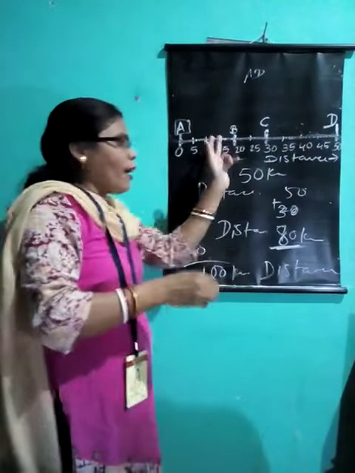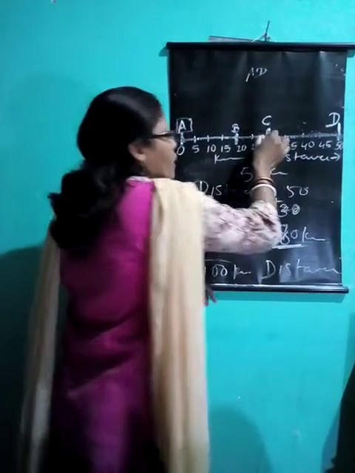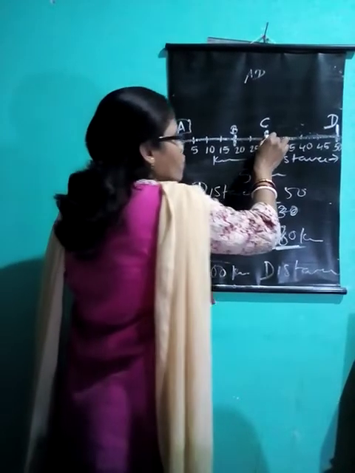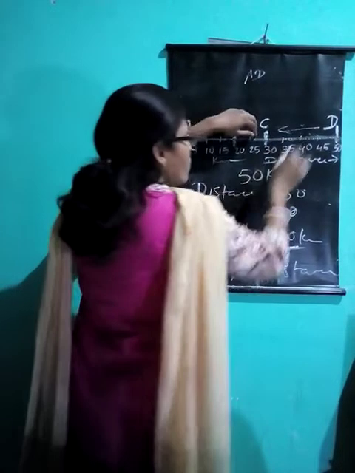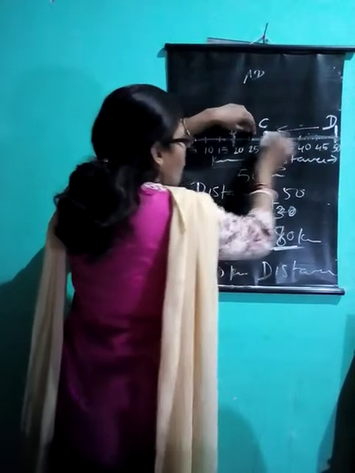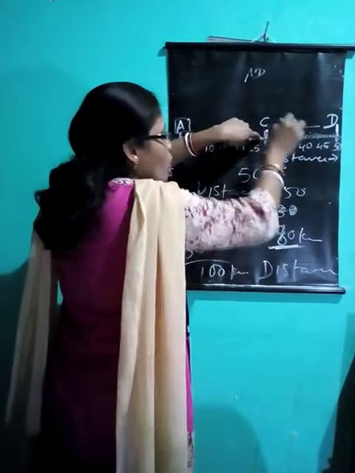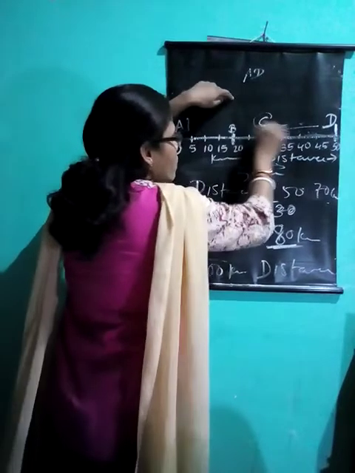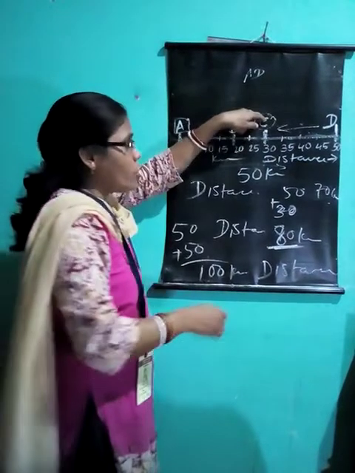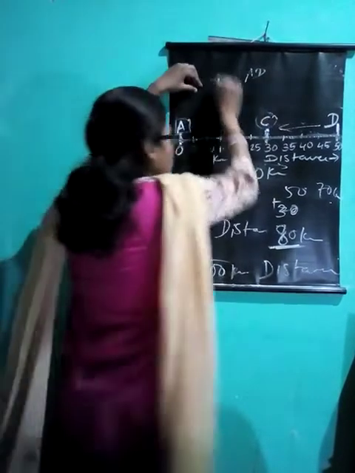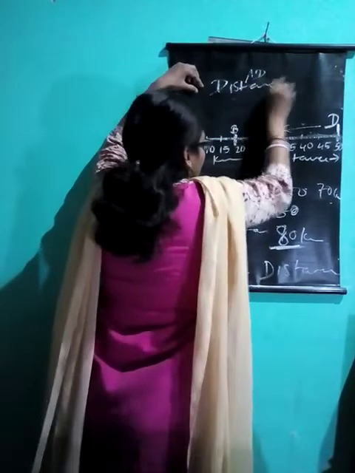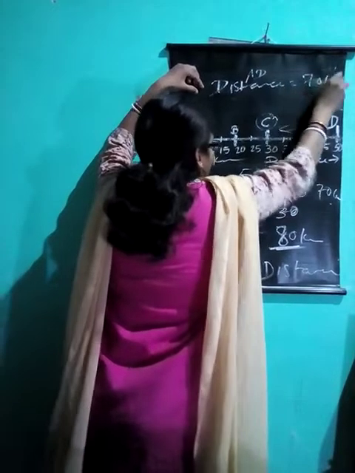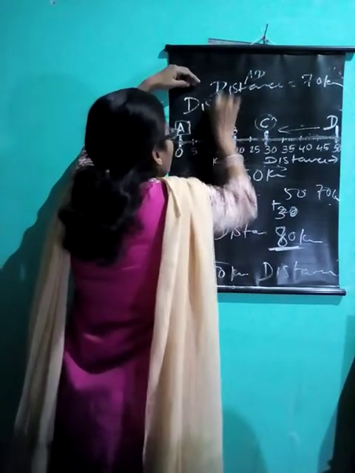But when it is back, up to C, when it reached, it has traveled first in this direction and then back in this direction up to C. We got that it has covered 70 kilometers when it reached C position. Distance is 70 kilometers. But what is displacement?